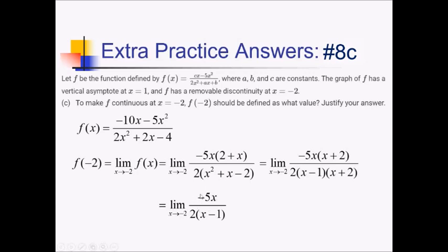So I've got negative 5 times negative 2 over 2 times negative 2 minus 1. And if you wanted to simplify it, which you don't have to, but you could, this is going to be 10 over, let's see, this is 2 times negative 3, so negative 6. So that ends up reducing, if you wanted, to negative 5/3.